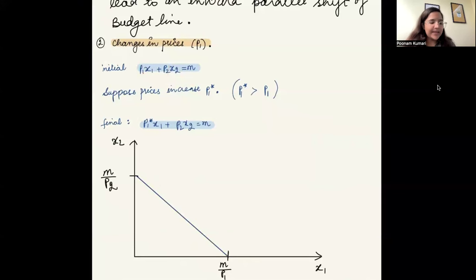Now we'll do the same exercise here as well. So what happens here? When you put 0 here, what do you get? M by P1 star. P1 star. M by P1 star. Very nice. So now look, M by P1 was here and here it is M by P1 star. So these two are different, right? Yes, ma'am. Now what is my next step?